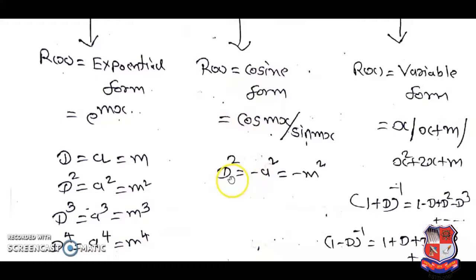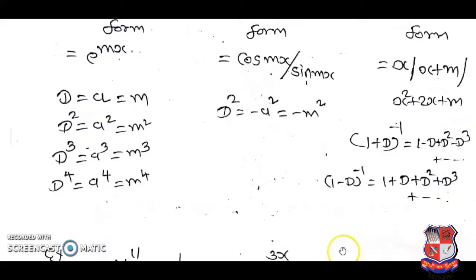For cosine form, only d square equal to minus a square, equal to minus m square. Not d cube. D cube is d square into d, that is minus m square into d, we have to write that down. For variable form, we apply two formulas, 1 plus d inverse and 1 minus d inverse. 1 plus d inverse is equal to 1 minus d plus d square minus d cube up to infinite. 1 minus d inverse is 1 plus d plus d square plus d cube up to infinite.